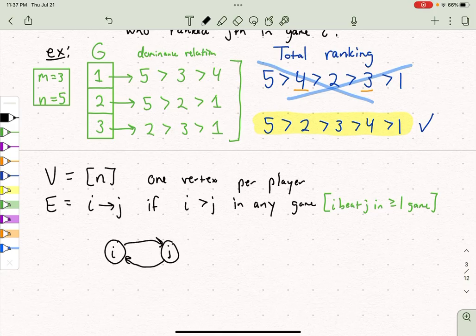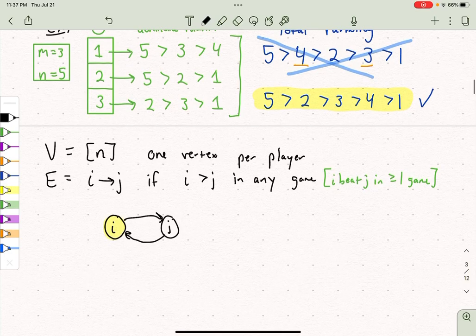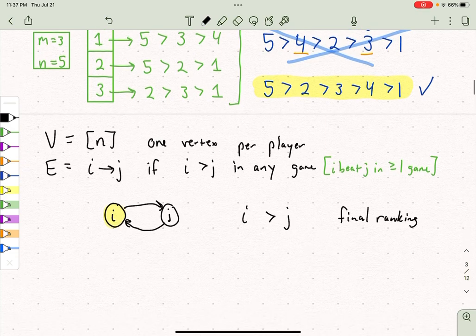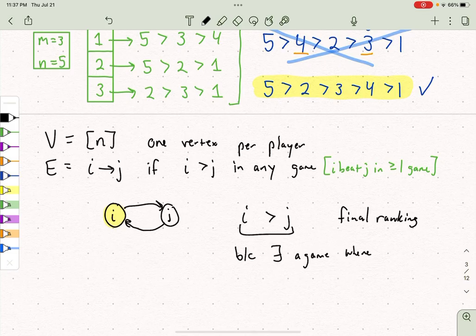Why is that? Well, obviously, if we wanted to put I first, if we put I, then j in the final ranking, well, we'd have a contradiction because the assumption says if we ever have j is greater than I, then in the final ranking that has to be true. So this wouldn't work because there exists a game where j beats I.